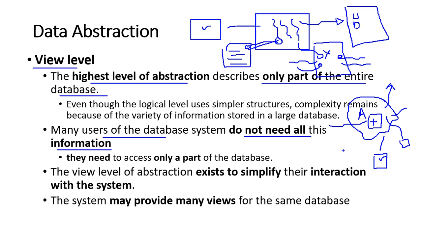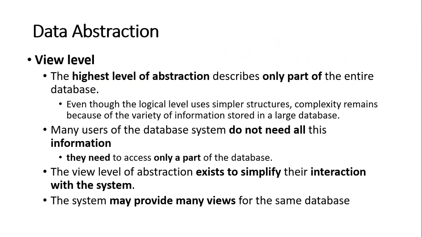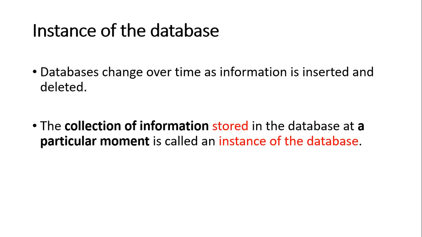Same thing is true when we talk about the database. There are many people who are using the database, and not everybody is really interested in knowing what data is there. So the view level of abstraction gives what is really required. A given database may have many views, and every view provides a different view to a different person. Now let's come back to the next one, and that is the instance of a database.